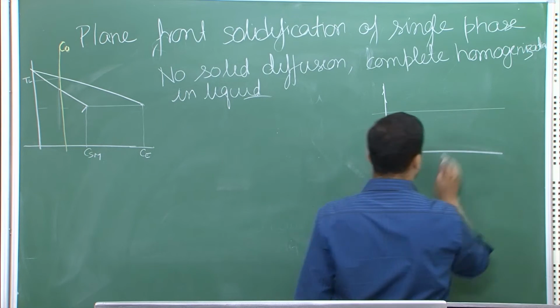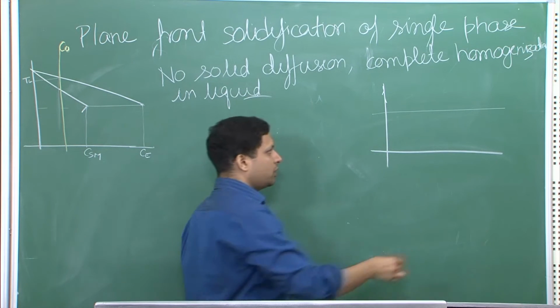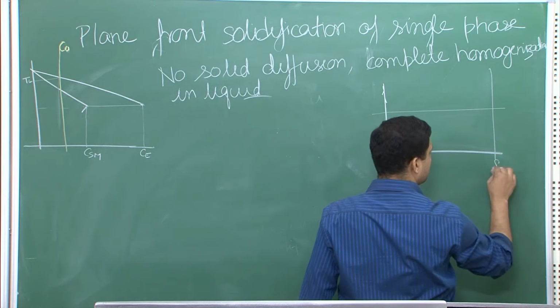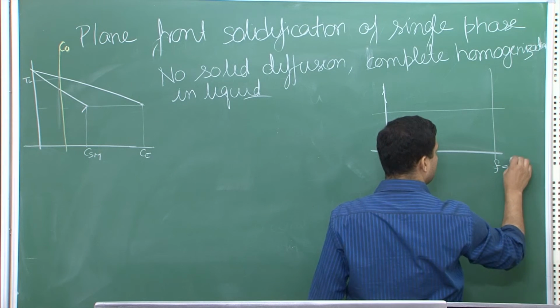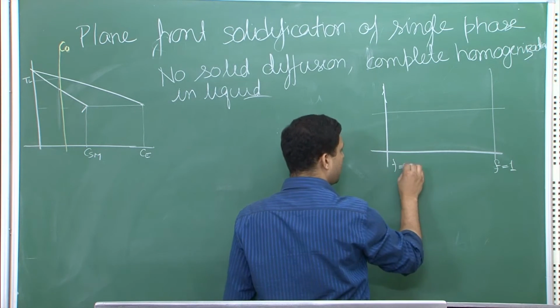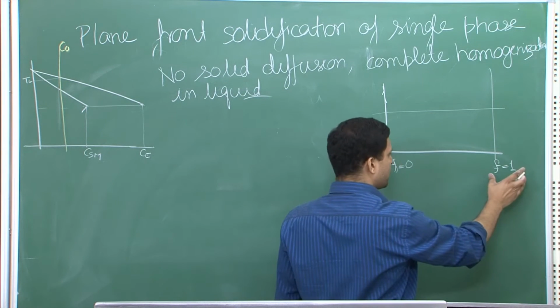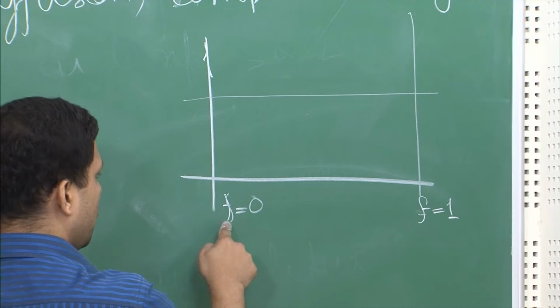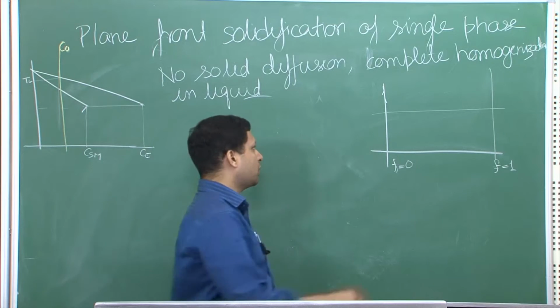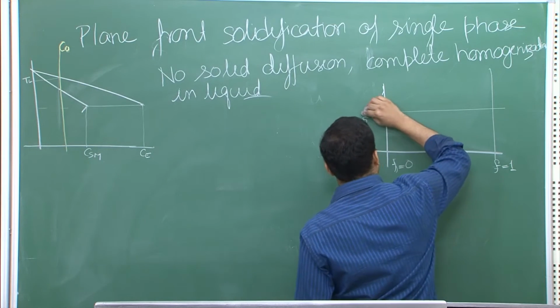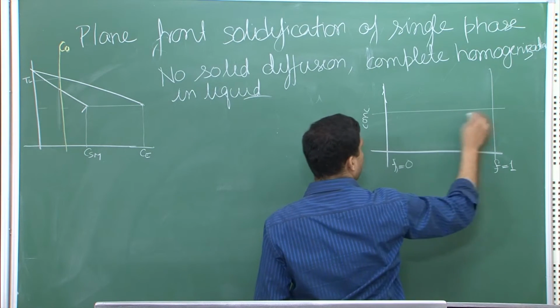So we are decreasing temperature, and at this liquidus the solid that forms has the concentration equal to Kc naught, so the beginning structure would be the very same. This is our F equal to 1, this is F equal to 0. We are looking at the length in terms of fraction. So this is the total fraction, the whole fraction has solidified. Over here 0 fraction has solidified.